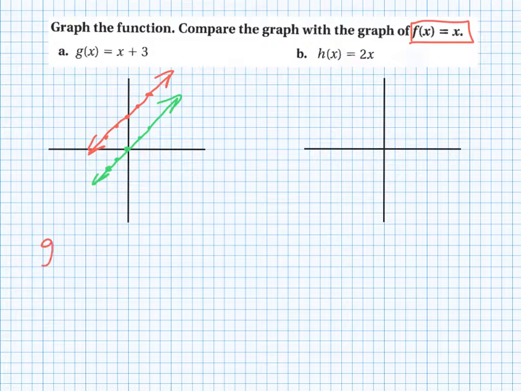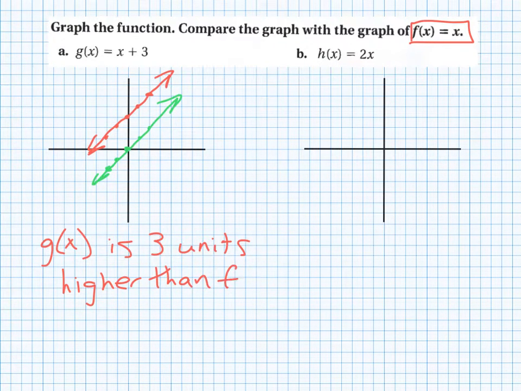So we can say g of x is 3 units higher on the graph than f of x.